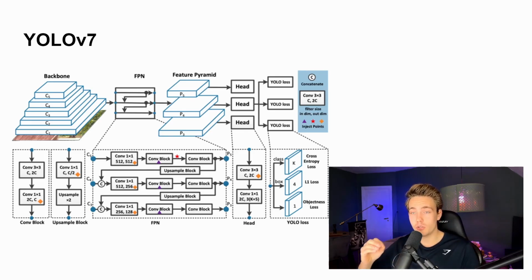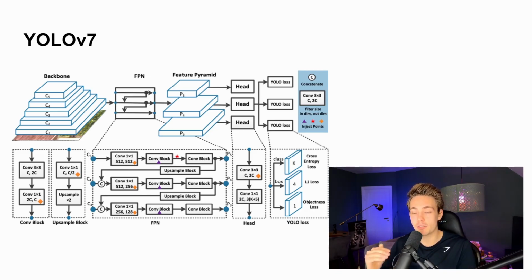So basically, YOLO stands for You Only Look Once. The YOLO V7 model here is a single stage object detector. So first of all, when we take in an image, over here to the left, we have our backbone. We take our image, we throw it into our backbone. And the purpose of our backbone is to extract features in our images.